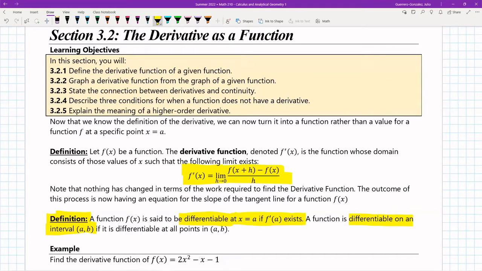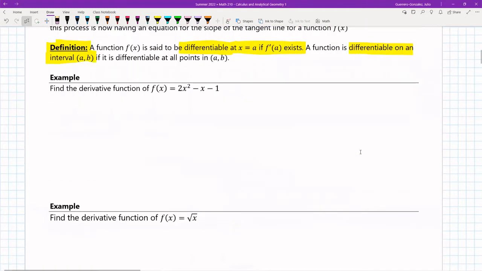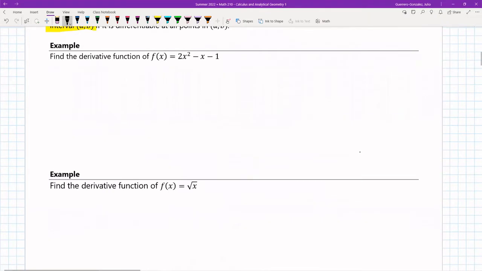So without further ado, I want to go ahead and do an example to show you guys what it entails to find the derivative function. We have to start out the same way. We have to do the limit definition. So it's f prime of x, and this is always going to be the limit as h approaches 0 of f of x plus h minus f of x all over h.